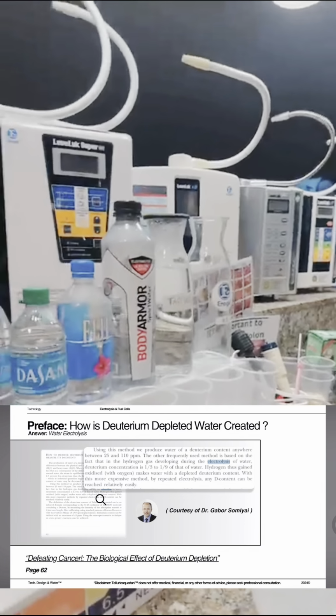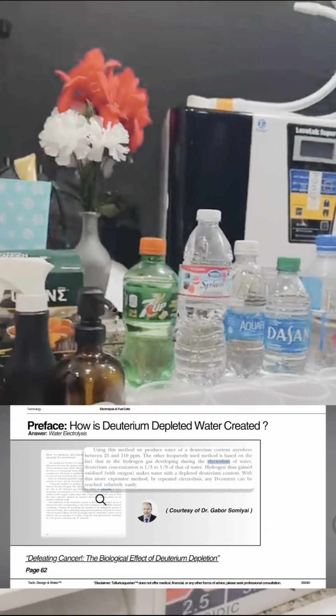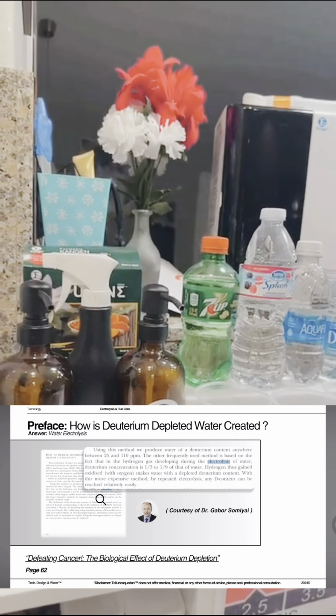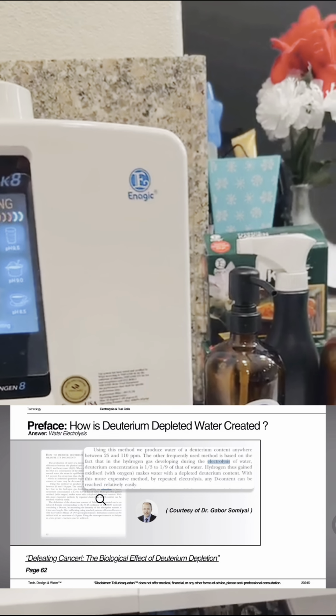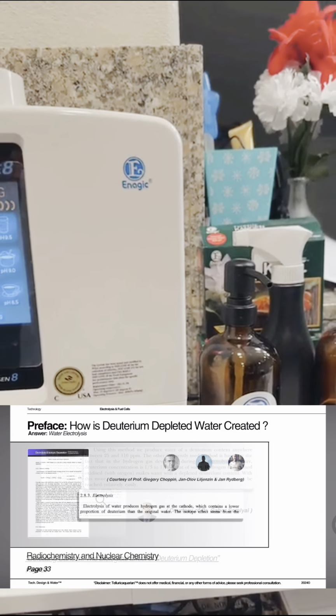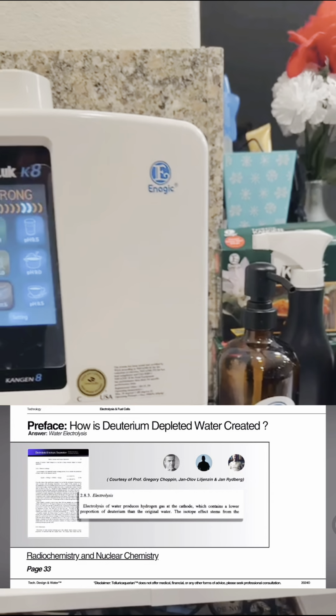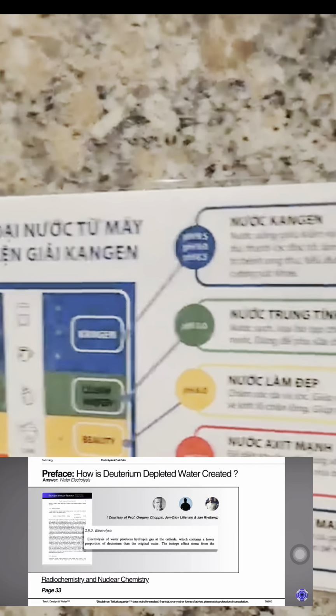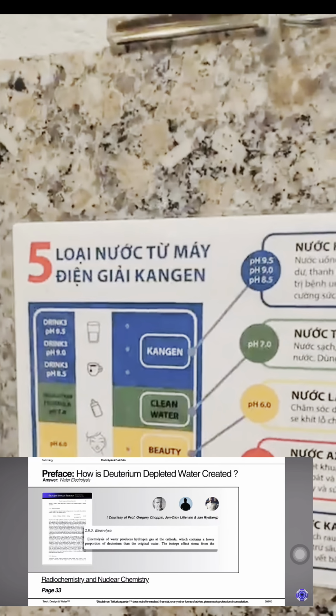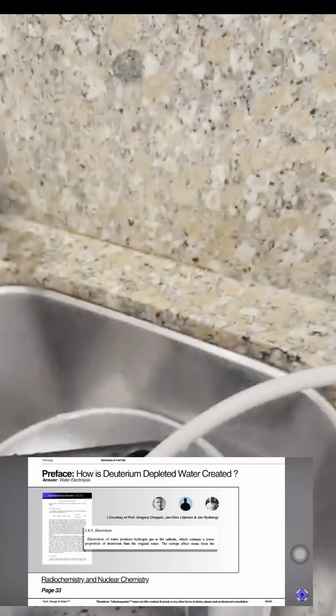How is deuterium depleted from water? According to Gabor Somlai on page 62 in his book titled Defeating Cancer, The Biological Effect of Deuterium Depletion, deuterium in water is depleted by way of water electrolysis. Further, according to a text called Radiochemistry and Nuclear Chemistry, written by Professor Gregory Choppin, Jan-Olov Liljenzin, and Jan Rydberg, on page 33, deuterium is also mentioned to be depleted by electrolysis.